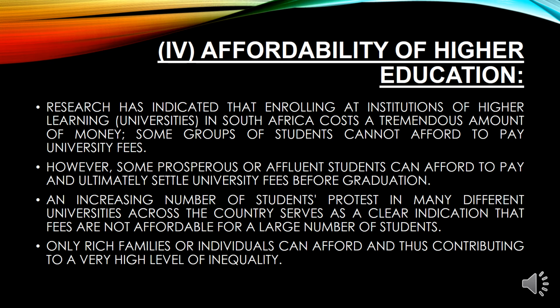An increasing number of students protesting in many different universities across the country serves as a clear indication that fees are not affordable for a large number of students. Bullet number 4: only rich families or individuals can afford it, contributing to a high level of inequality. Moving to the subsequent slide because of a time constraint.